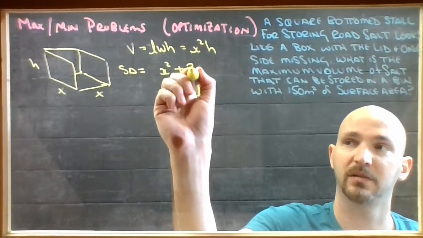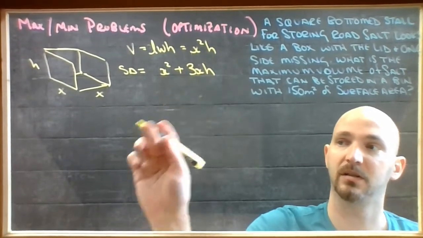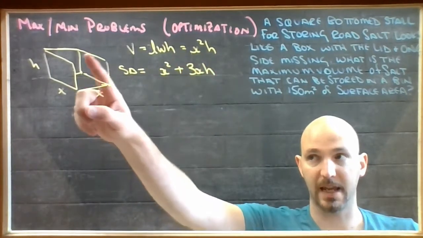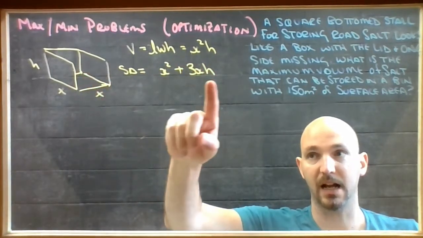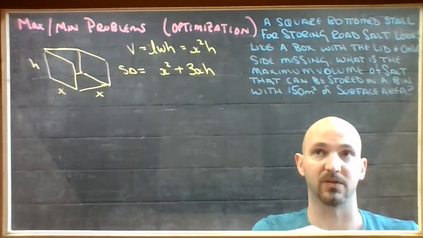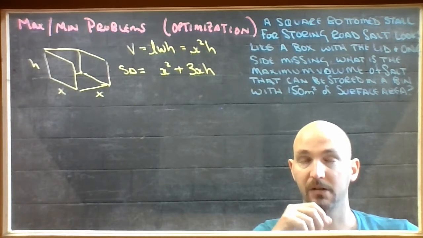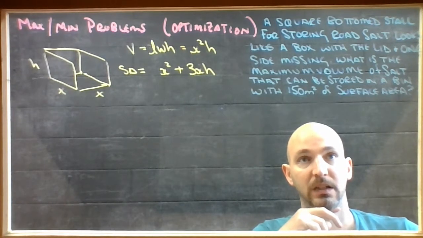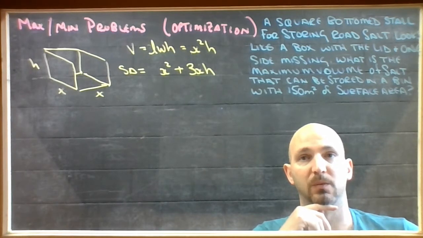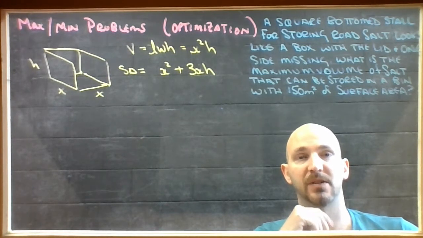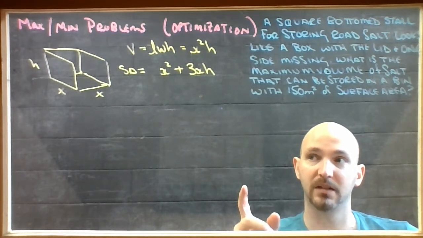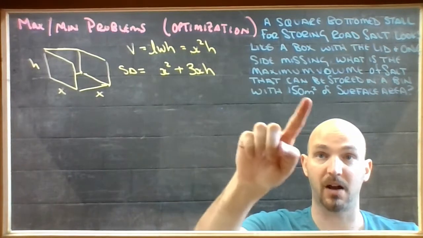There we go. So I have the volume contained inside the stall, and I have the surface area where the concrete needs to be in order to make this particular shape. All right, continuing on. What is the maximum volume of salt that can be stored in a bin with 150 square meters of surface area? Okay, so I have been given a surface area. So I'm going to pop that number in here.